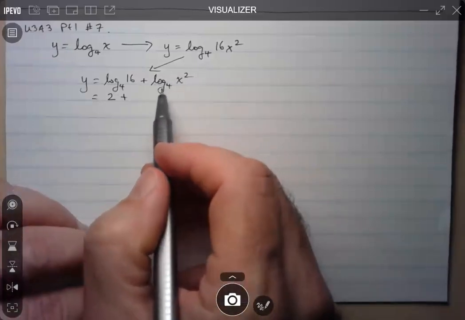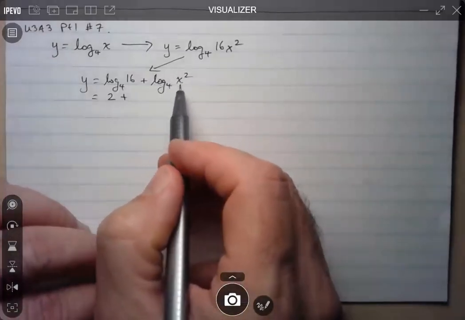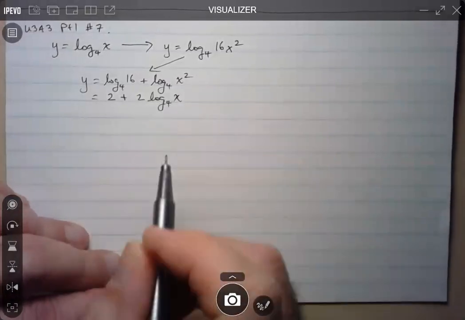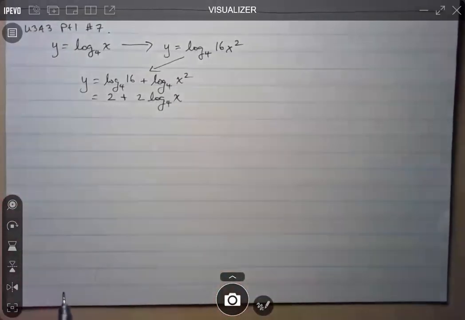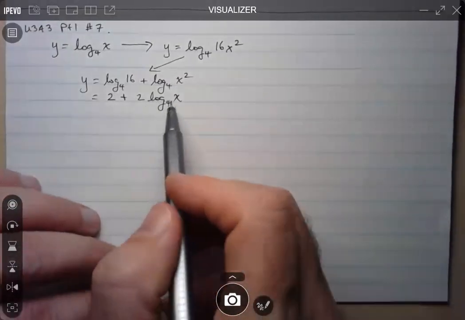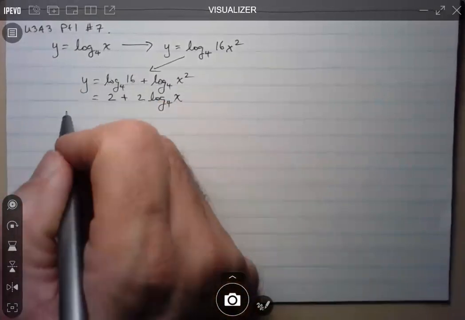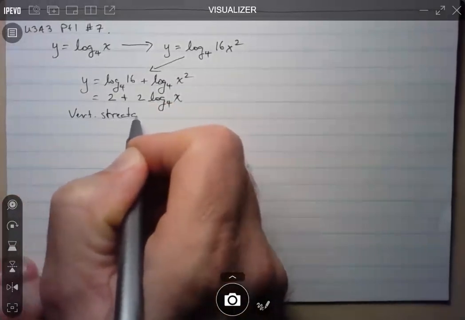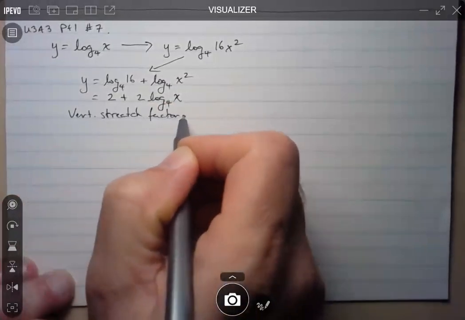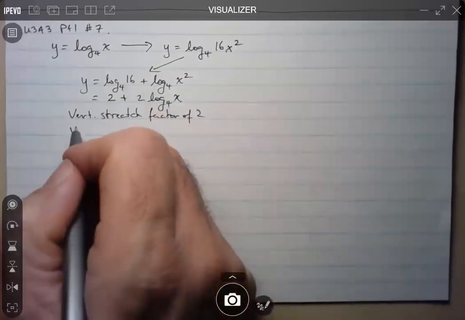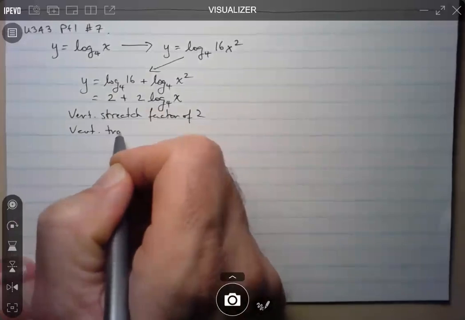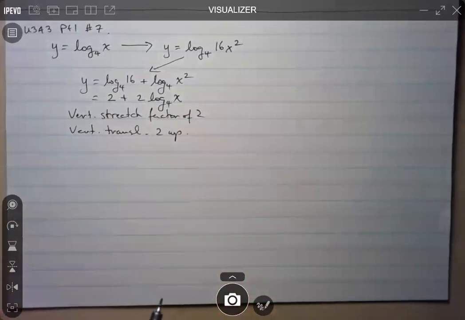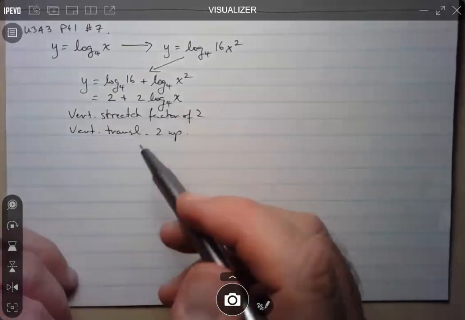And here, now that I've got the logarithm of just a power, I can apply the ski-slope rule here. And look what we have. We just have a transformation of log base 4 of x. So here it looks like we've got a vertical stretch by a factor of 2, and we have a vertical translation 2 up. Okay. And this is a perfectly valid answer.